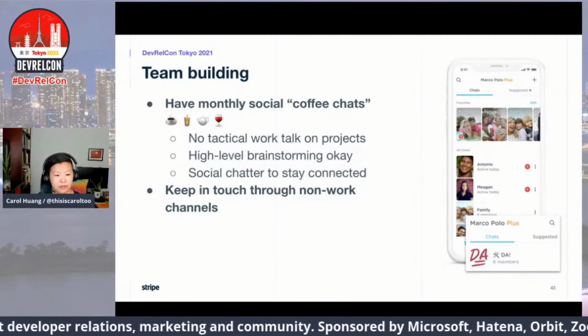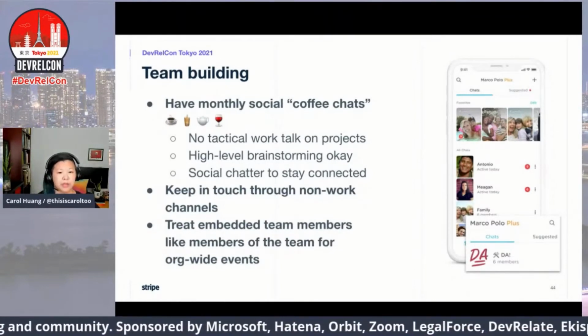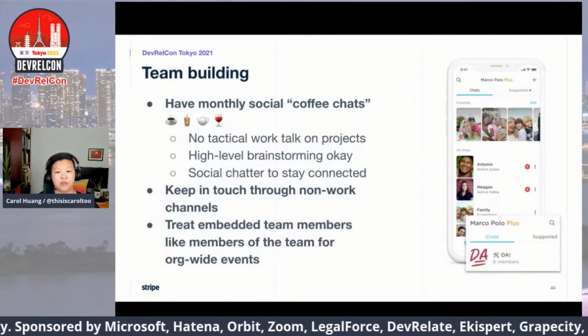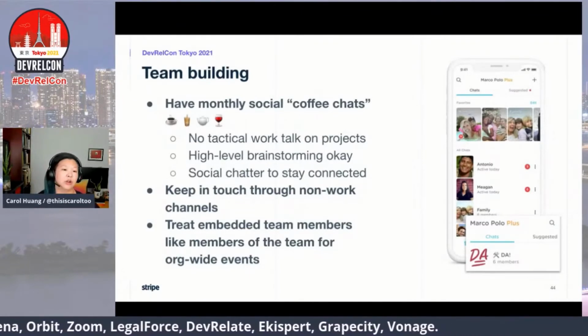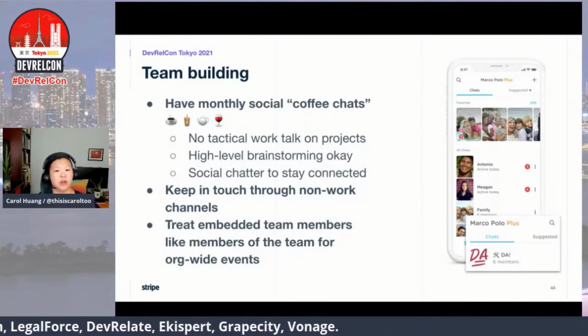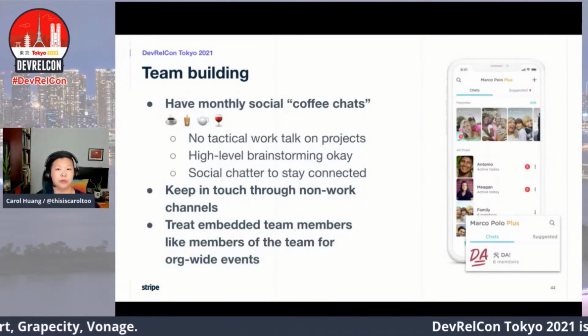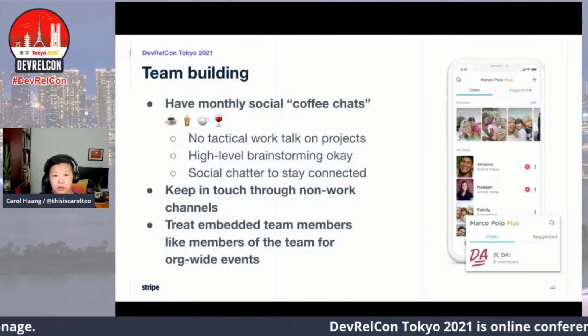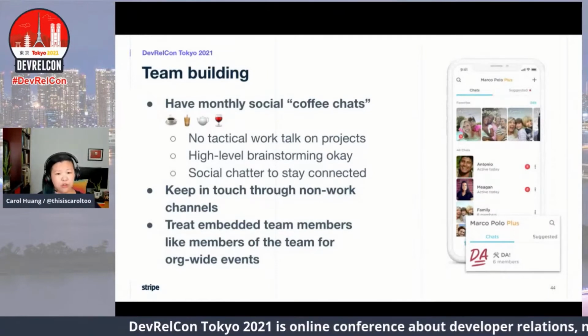And lastly, the most important thing is to treat your embedded team members like they're actually a part of the team when it comes to org-wide events that are meant to build community. These are things like escape rooms, offsites, team cooking classes, and often you might forget these people just because they're not on some list when you're trying to pull everybody you need to invite. It's usually not on purpose.